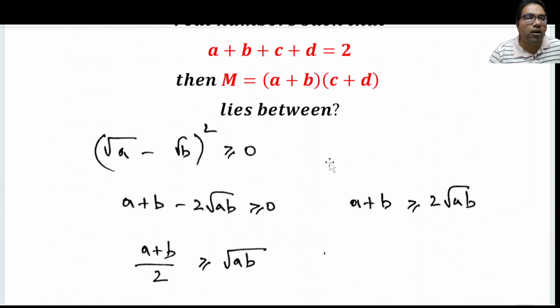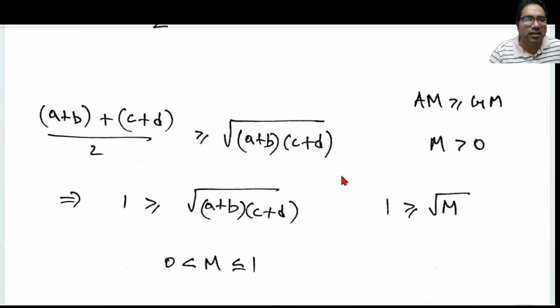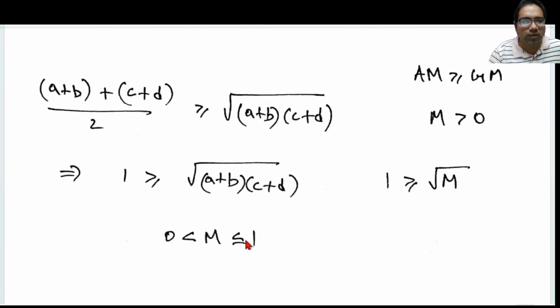At the same time, all four numbers are positive, right? So that means a plus b is also positive, c plus d is also positive. That means the product of two positive numbers cannot be 0, right? M by default is greater than 0 because it is the product of two positive numbers, and the highest M can become is 1. Right. M is less than or equal to 1. Right, guys?